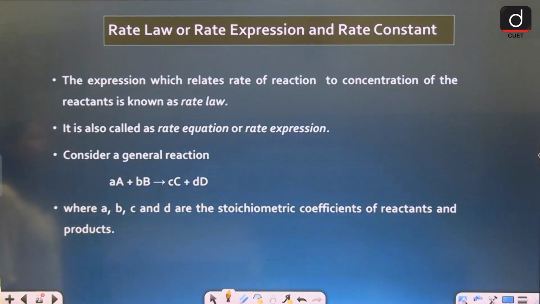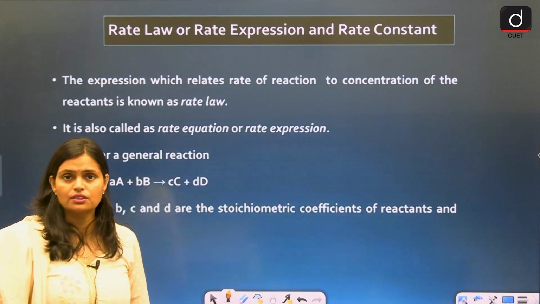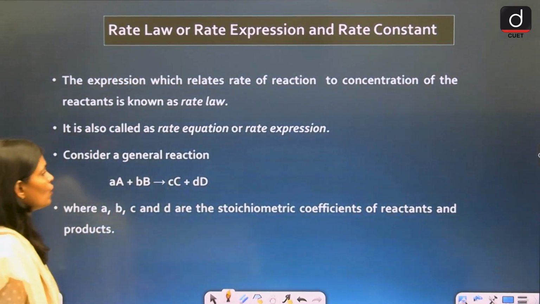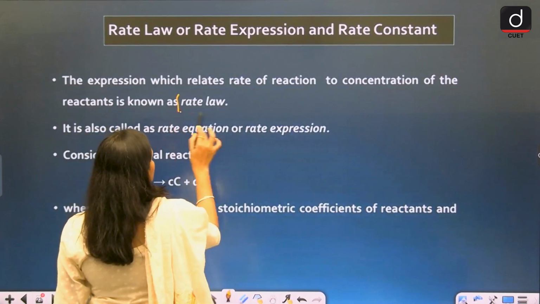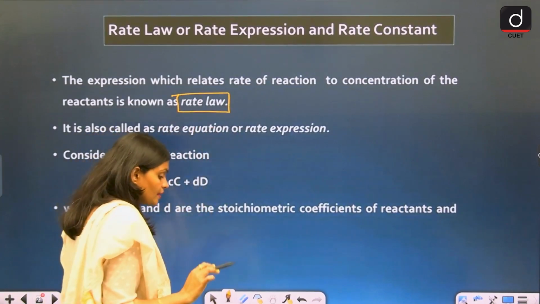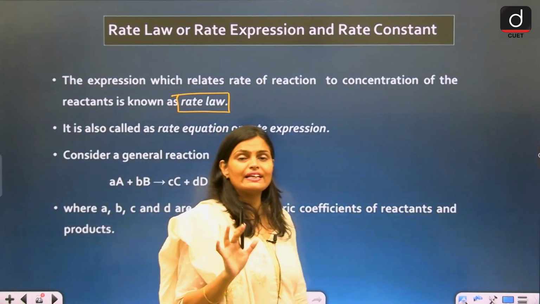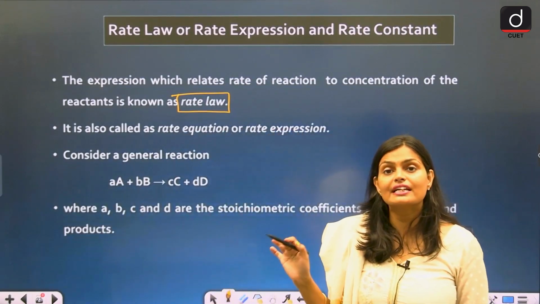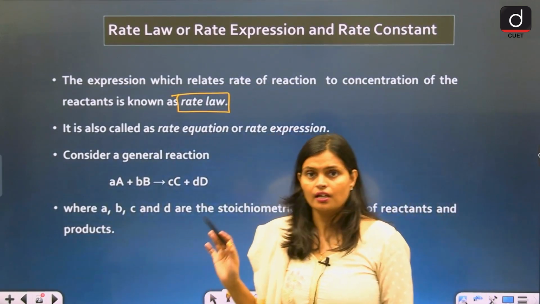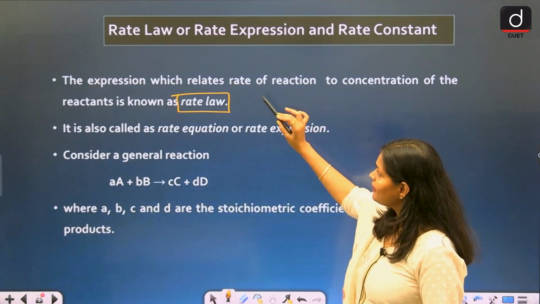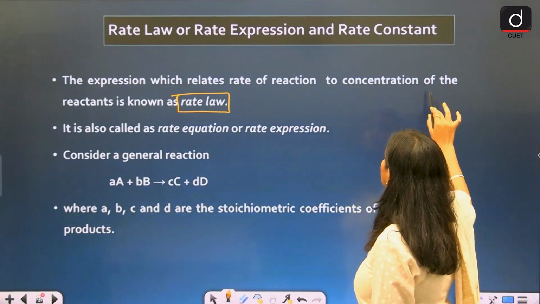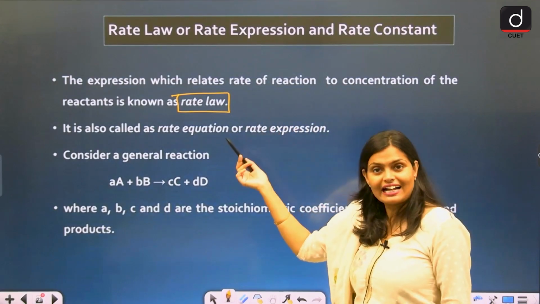Now, how are you going to write down the rate law, the rate expression, and what is the rate constant? First of all, try to understand the rate law. Rate law is always written for the concentration of reactants only. It is the expression which relates the rate of reaction to the concentration of the reactants.